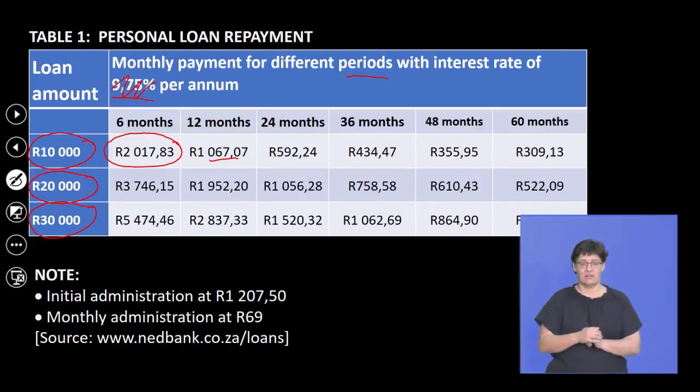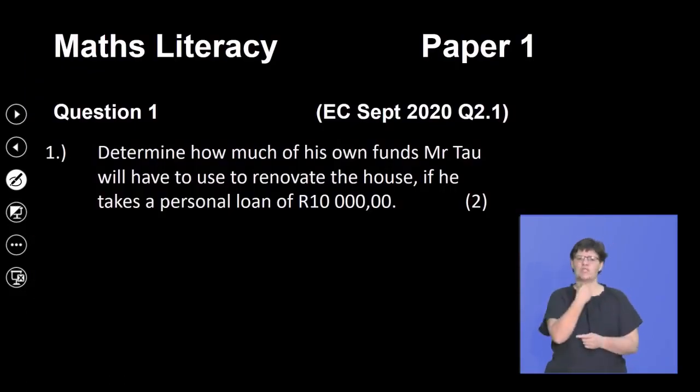Then also we need to note there's an initial administration fee of 1,207 Rand and 50 cents and a monthly admin fee of 69 Rand. And it's important to note that that is a monthly payment. Okay, once we've analyzed the table, let's move on and see what the question is. It says, determine how much of his own funds Mr. Tao will have to use to renovate the house if he takes out a personal loan of 10,000 Rand.